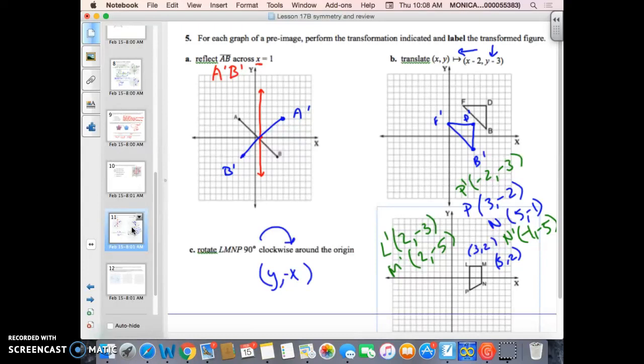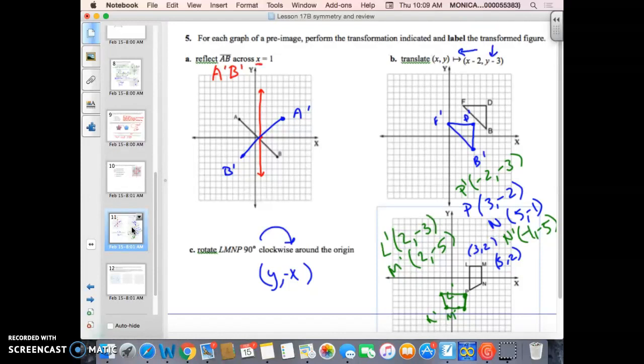So let's graph this and see if it comes out right. So 2, negative 3 is here, that's L prime. 2, negative 5 is here, M prime, and then we got negative 1, negative 5, sorry. Negative 1, negative 5 here, that's N prime, and then negative 2, negative 3 is here. So it should look like this.